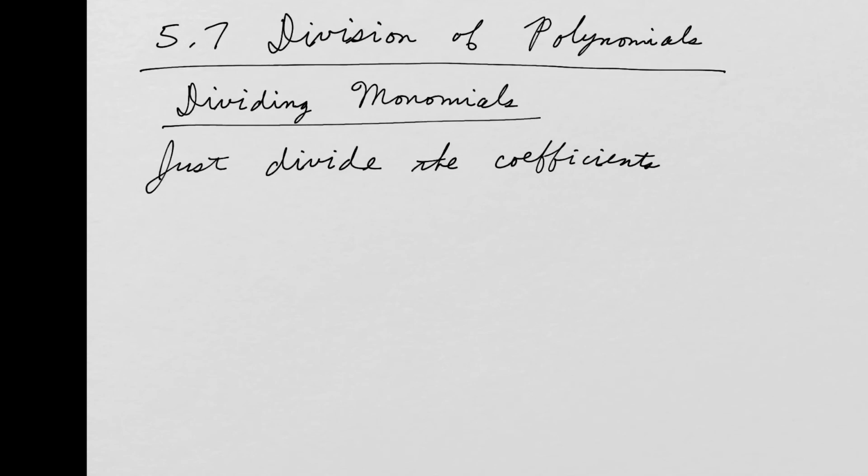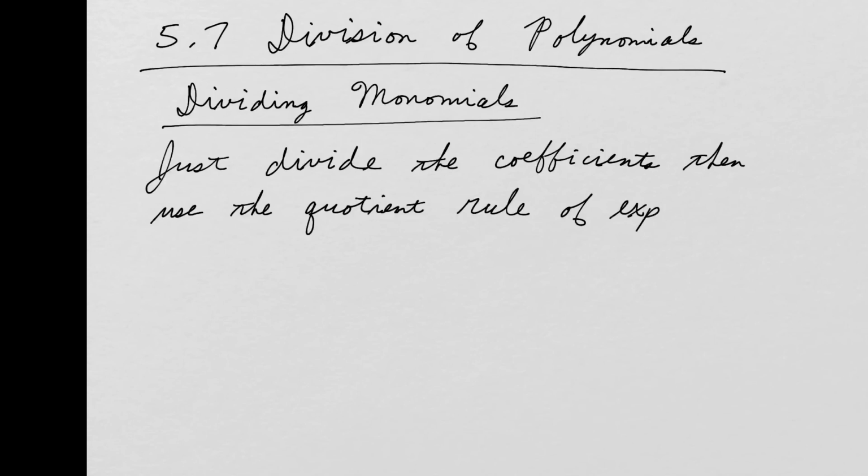Okay, so how do I divide monomials? Well, the rule is you just divide the coefficients first, then use the quotient rule of exponents to divide the variables. Okay, so let's do some examples and it'll make more sense.